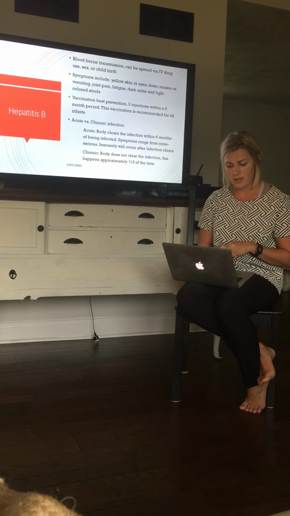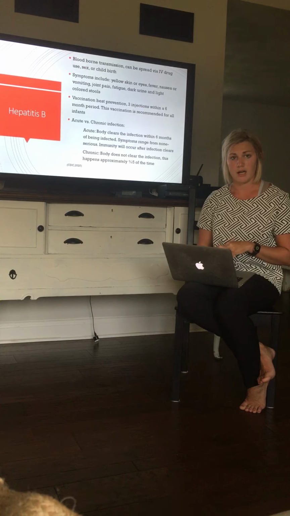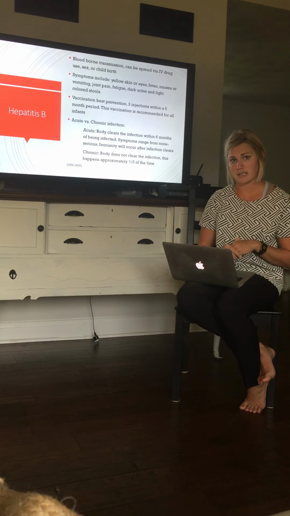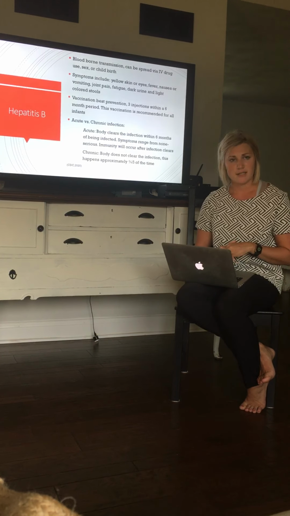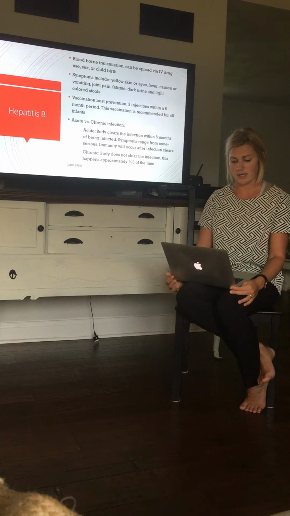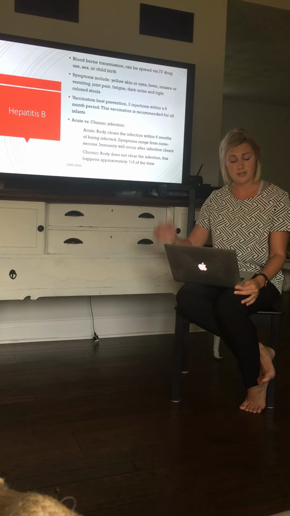All right, moving on to hepatitis B. Bloodborne transmission can be spread via drug use, sex, childbirth. Symptoms are the same as hepatitis A. Vaccination is the best prevention, 3 injections within a 6-month period. Vaccination is recommended for all infants.